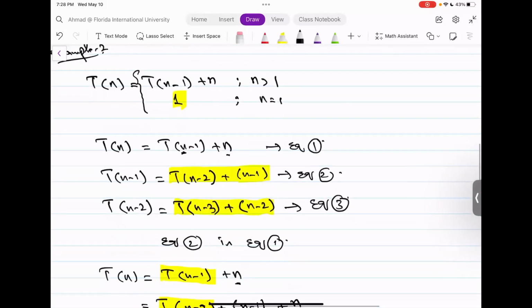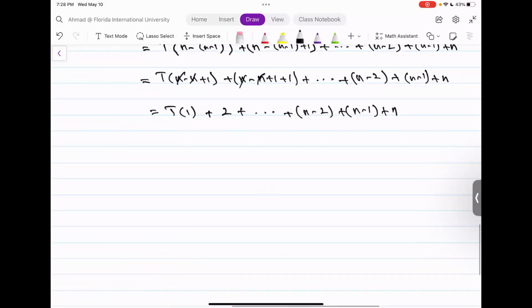Now we know the value of t of 1, which is given in the recursive relation here, which is 1. So in place of t of 1, I'm going to substitute 1. So 1 plus 2 plus so on, plus n minus 2 plus n minus 1 plus n. If you observe this equation now, it is nothing but the sum of the first n natural numbers, right? So 1 plus 2 plus 3 plus 4 up to n, right?